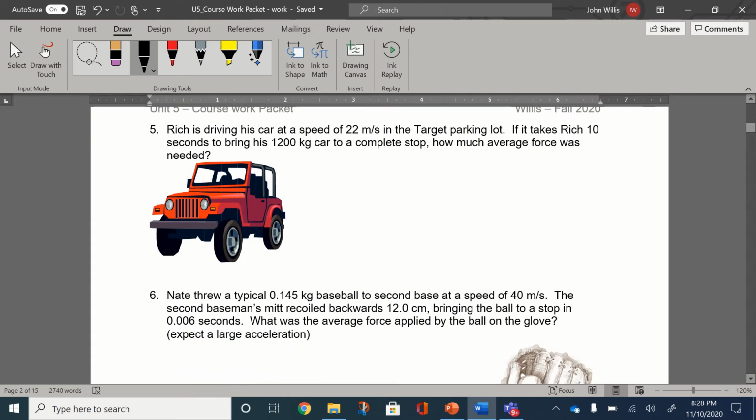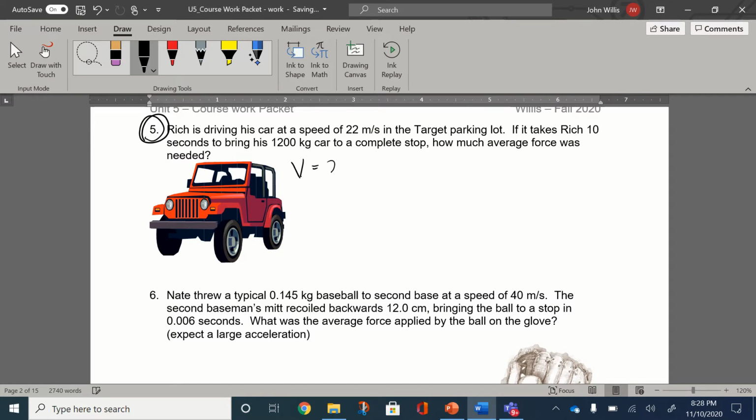Number 5 is a really good question. This is an example of some of the stuff you're going to see on your exam, right? I wrote the exam, so this is going to be something you're going to see on the exam. It's a combination of some of our old stuff and our new stuff, naturally. So Rich is driving his car at a speed of 22 meters per second. That is not a typo.